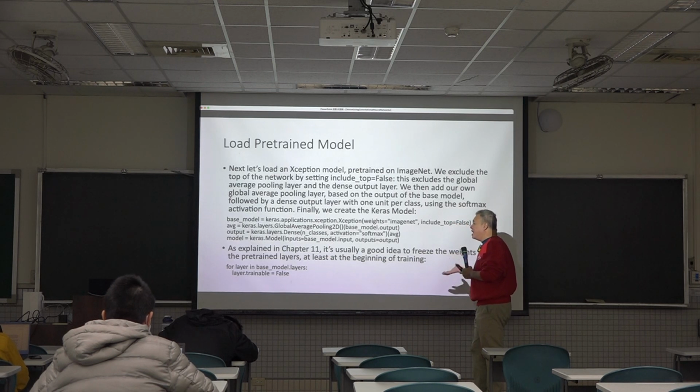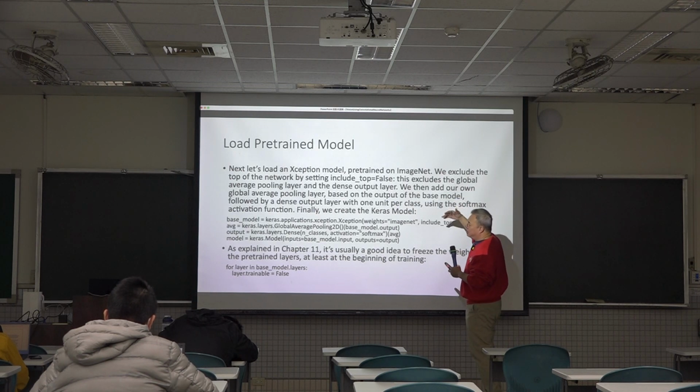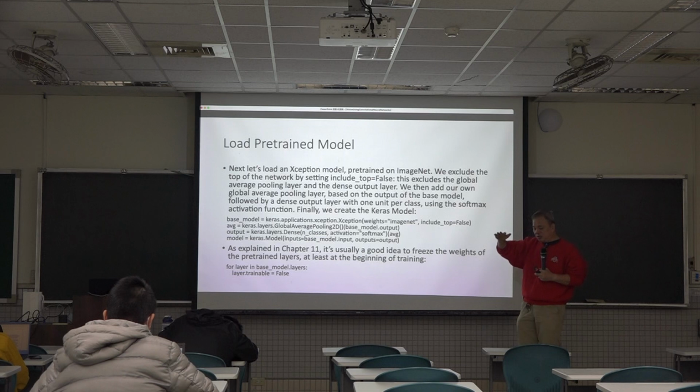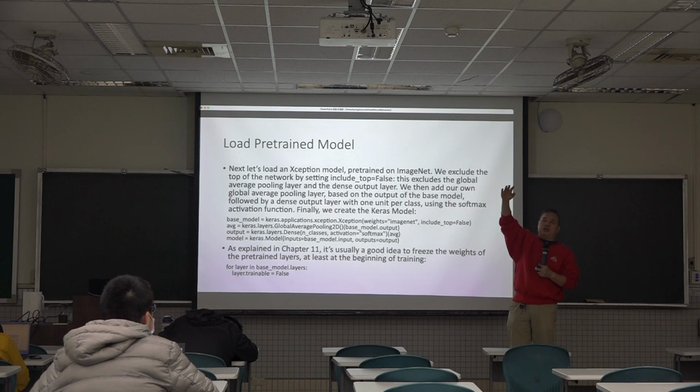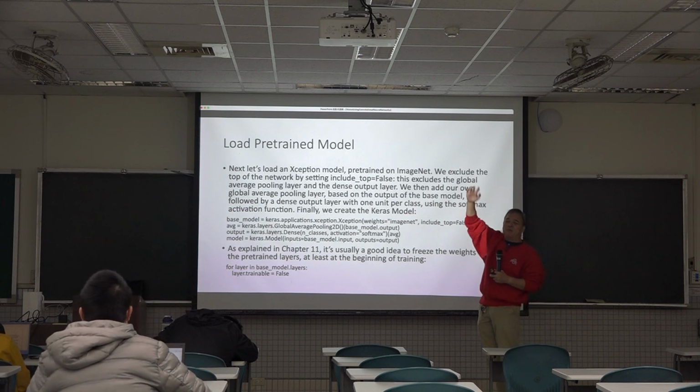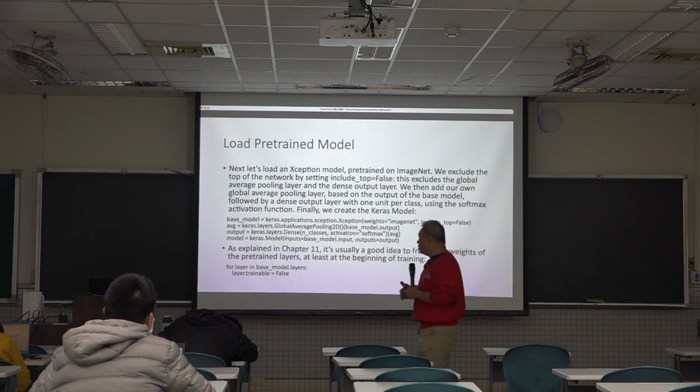up to, how should I say, normally you have a global average pooling, which is followed by maybe some dense layers. So when you set include_top to be false, the only layers left are from the input layer all the way to the global average pooling. All the layers beyond that will be removed.